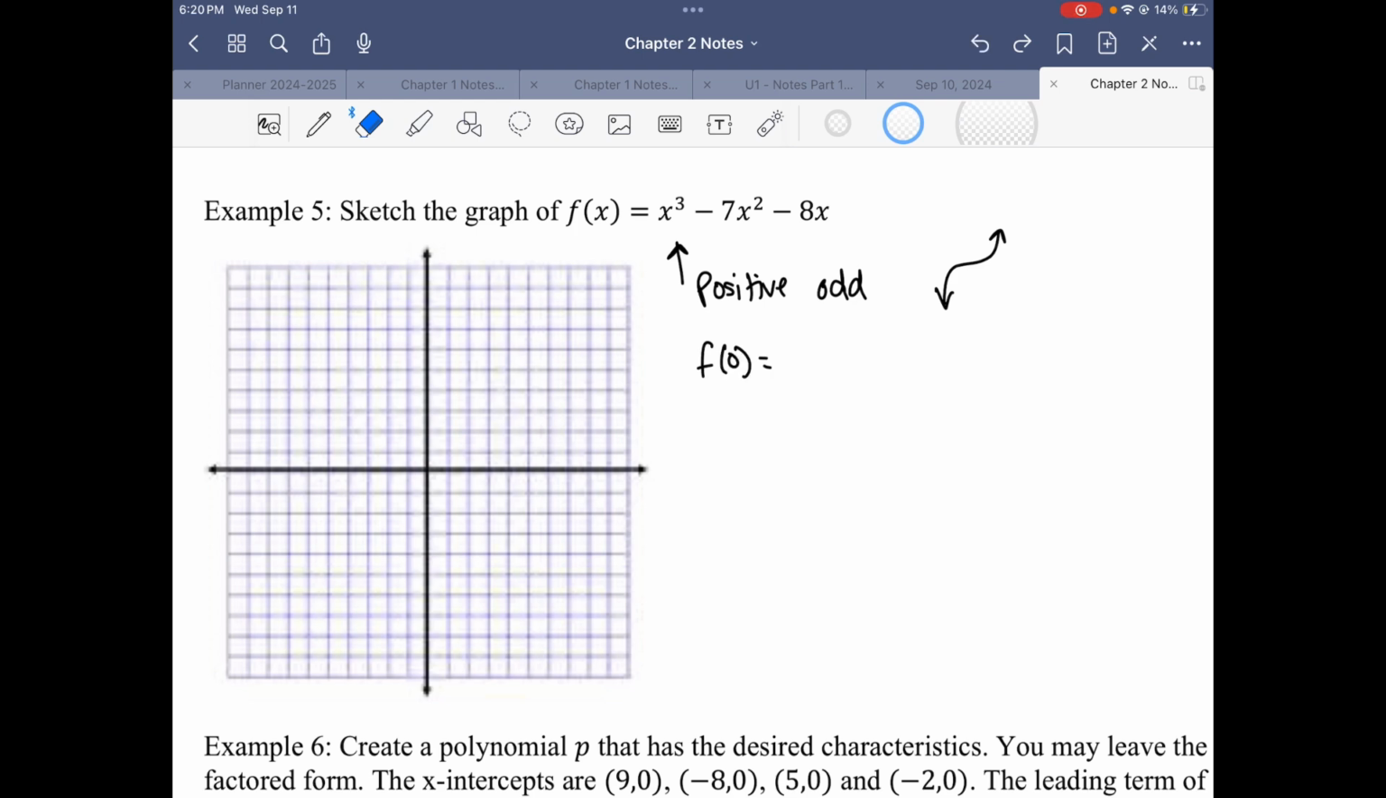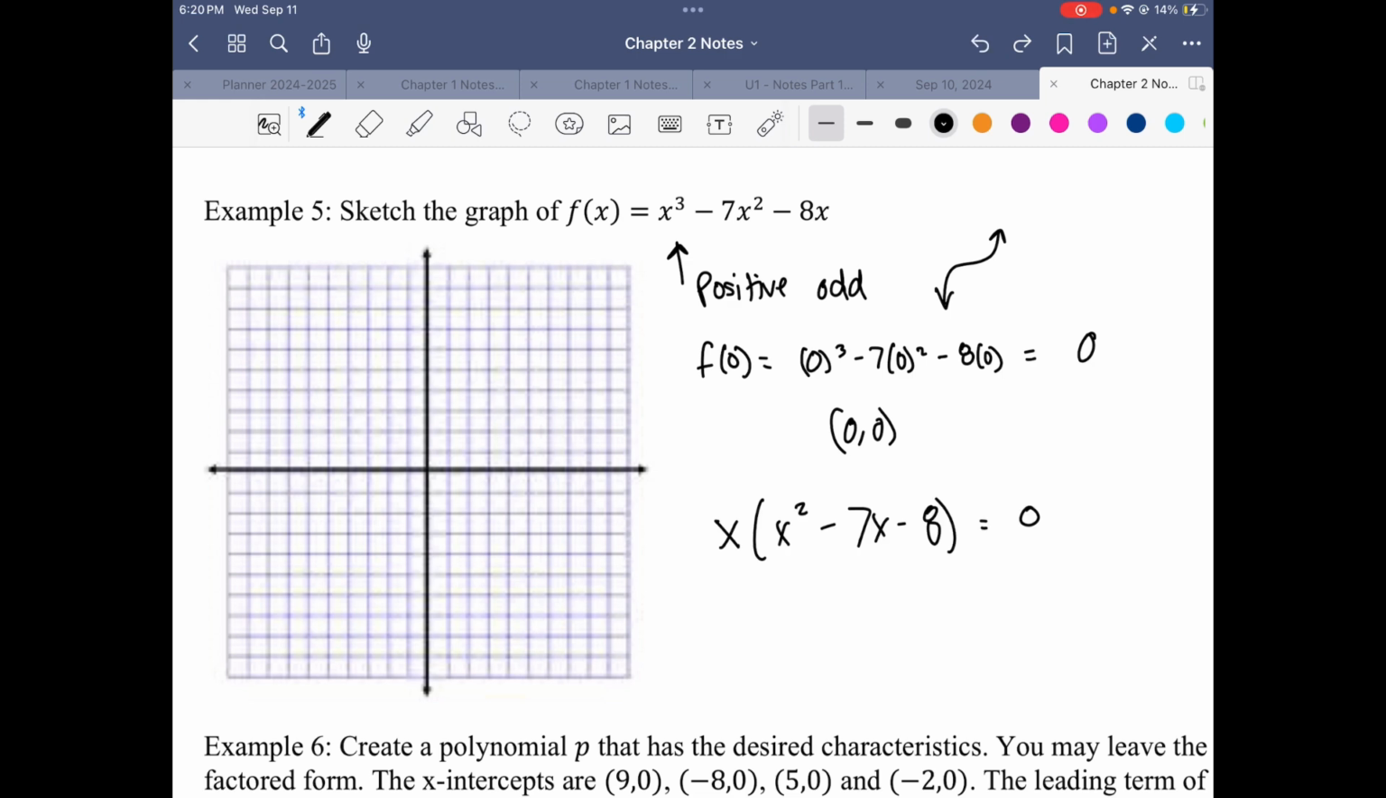The next important point I'm going to talk about is our y-intercept. The definition of a y-intercept is where x equals 0. So we're going to go ahead and plug in 0 to find our y-intercept. That would look like this. Well, all three of those terms come out to be zeros. So our y-intercept then is at the point 0, 0.